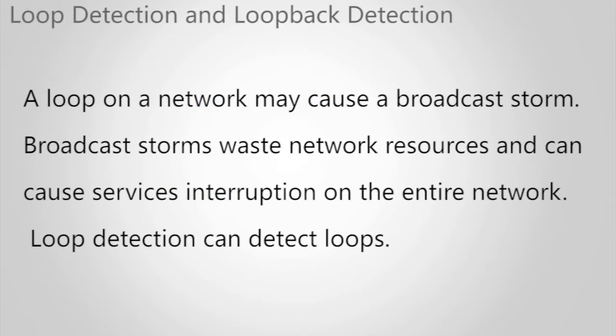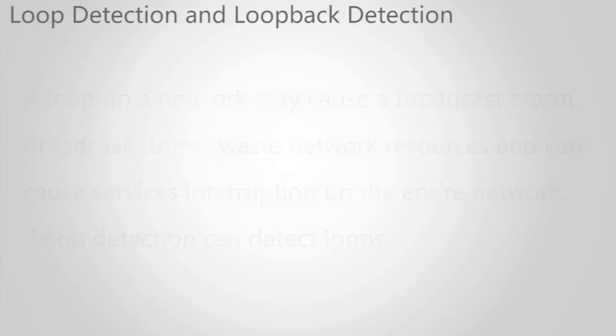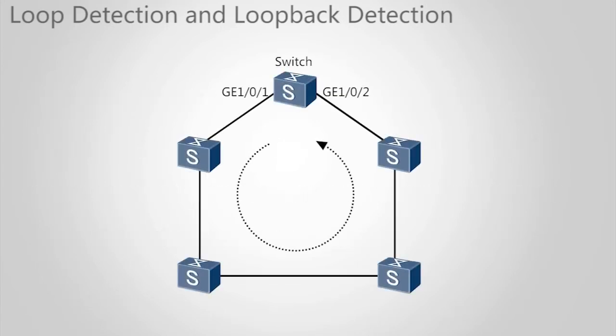Loop detection and loopback detection. A loop on a network may cause a broadcast storm. Broadcast storms waste network resources and can cause service interruption on the entire network. Loop detection can detect loops. A switch with loop detection configured sends detection packets to detect loops.